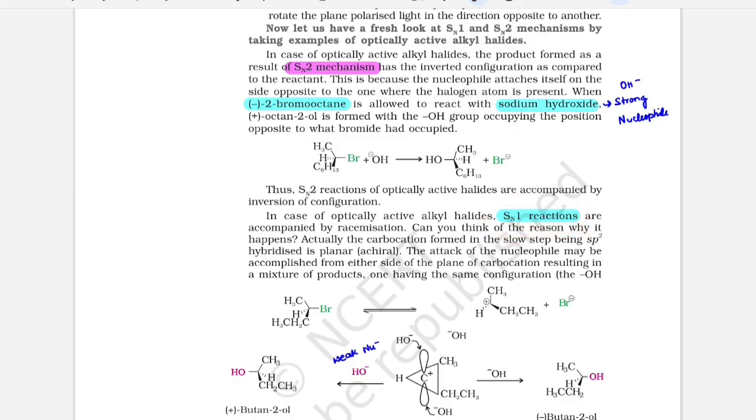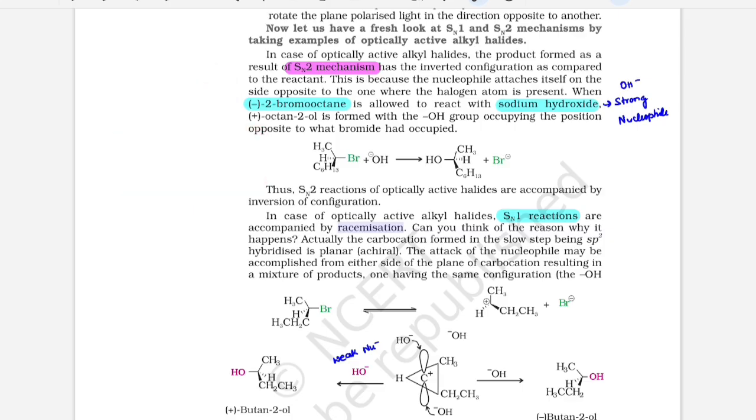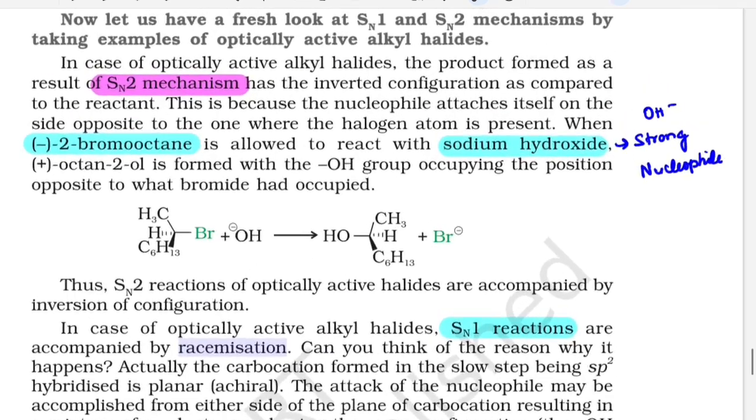So how will you differentiate this? Always remember that if it is a tertiary carbon, definitely it will show SN1 mechanism. If it is a primary carbon, then it will show SN2 mechanism. If it is secondary, then it can show SN1 or SN2 depending on the type of nucleophile. That is what you have to check. So here both are secondary carbon atoms, but one is showing SN2 mechanism and the other is showing SN1 mechanism depending on the type of nucleophile. I'll show you the difference.